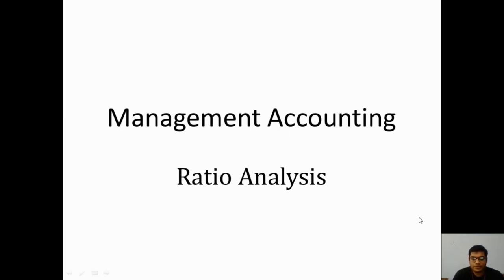Hi everyone. In our previous classes, we have discussed the topic of ratio analysis. We have discussed 5 marks problems on all categories of problems, that is liquidity ratios, solvency ratios, profitability ratios and turnover ratios. We have solved 5 marks problems on all of these.